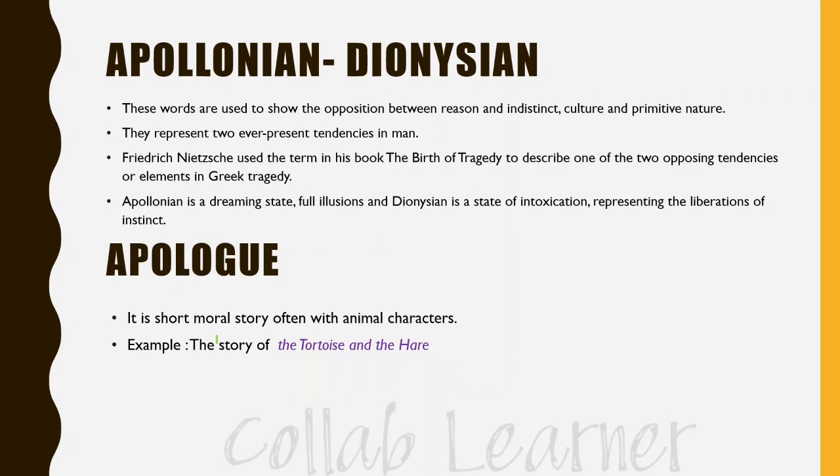So, the fourth literary device is apologue. It is a short moral story, often with animal characters. Like every story we have heard in childhood, like the tortoise and the hare, the monkey and the crocodile, and these kinds of stories which are generally about animals and teach us some moral lesson, are termed as apologue.